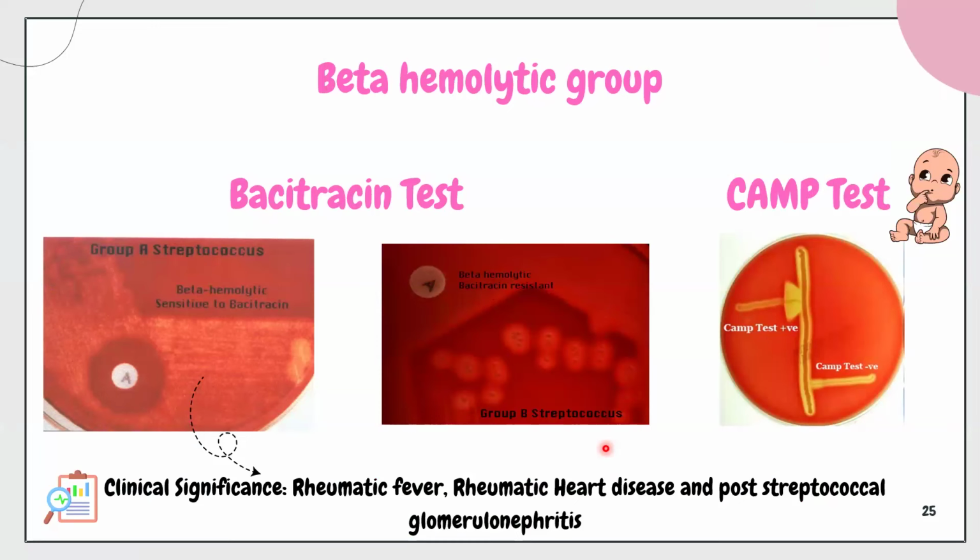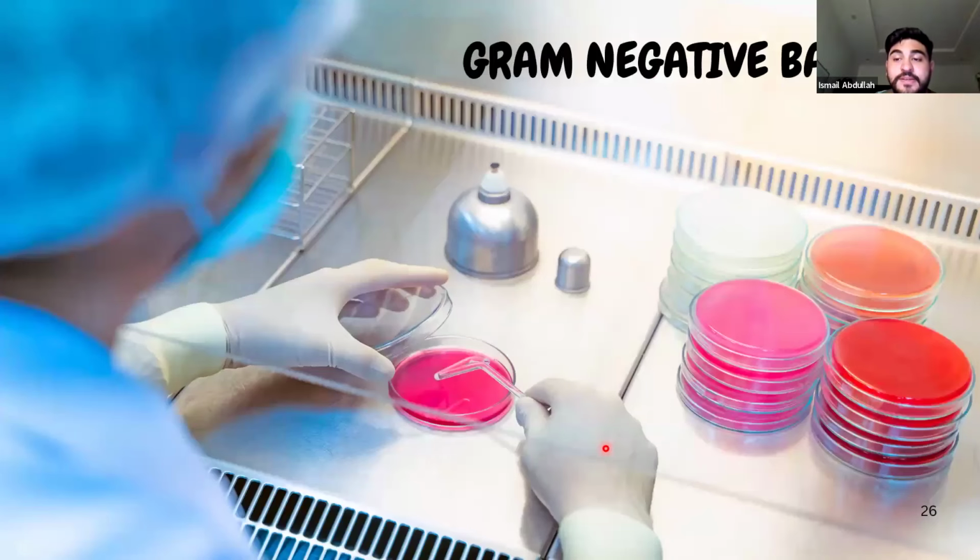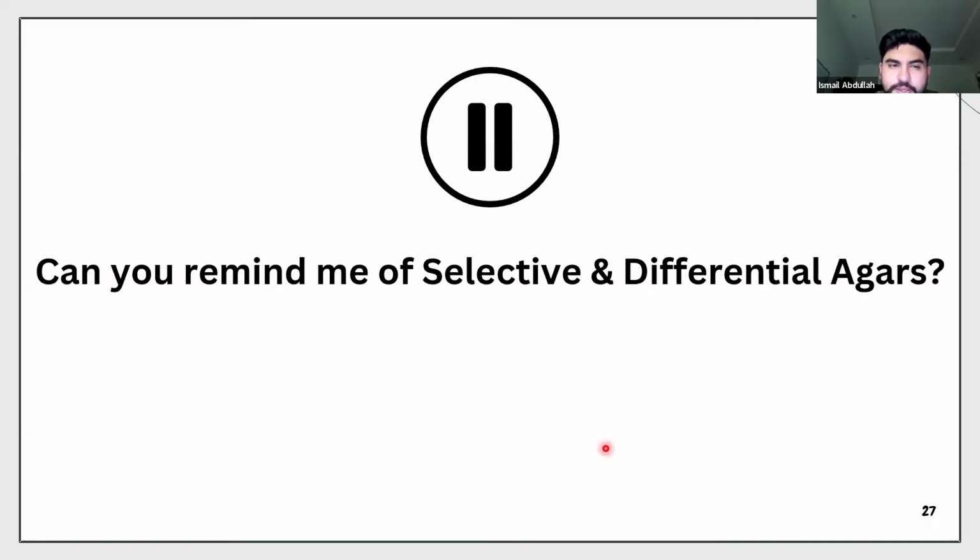All right, no worries. But now we're done with gram-positive bacteria. So now we're gonna move to gram-negative bacteria. So before we dig any deeper, can you remind me what selective and differential agars mean?